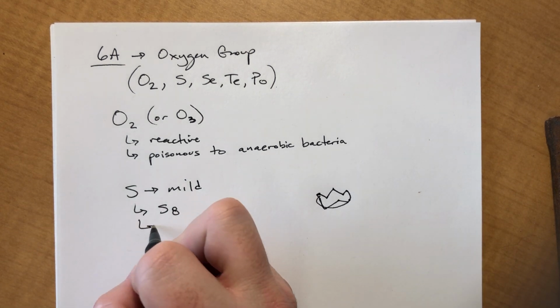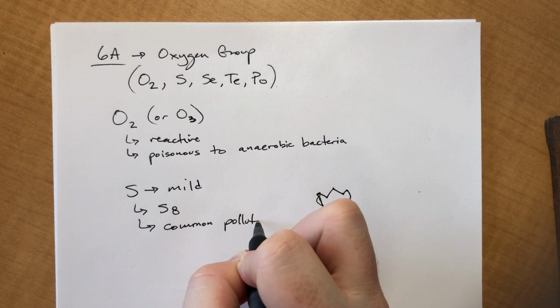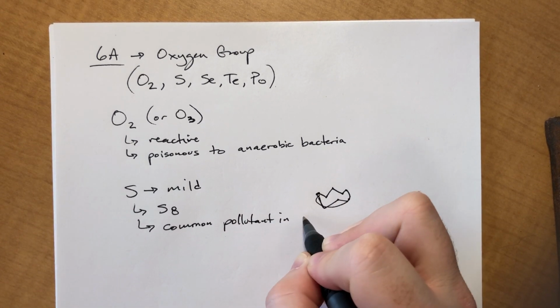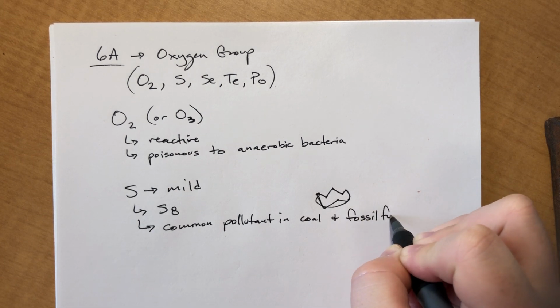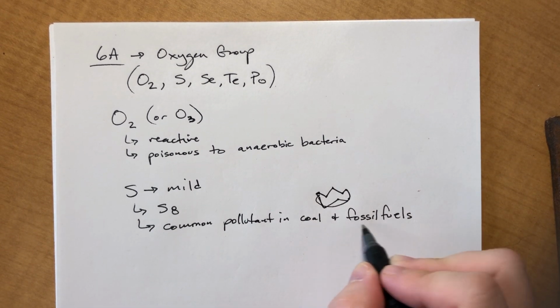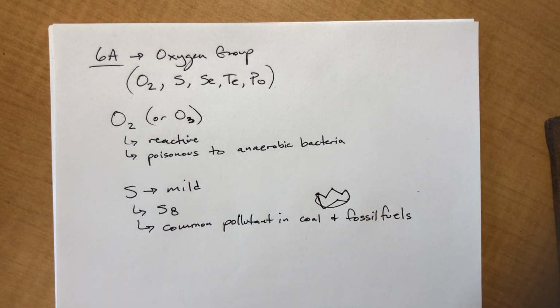It's a common pollutant in coal and fossil fuels. It's actually the burning of coal and fossil fuels that have sulfur in it that leads to one of the primary sources of acid rain, as sulfuric acid forms.